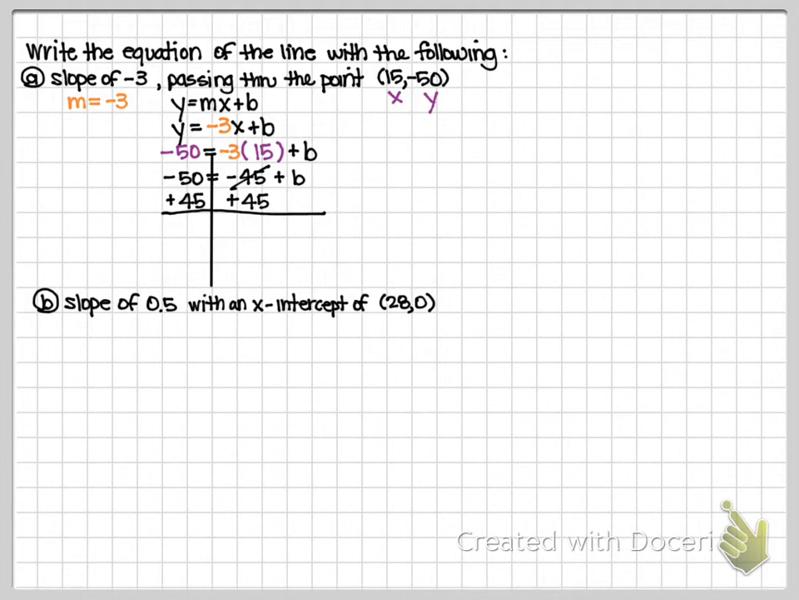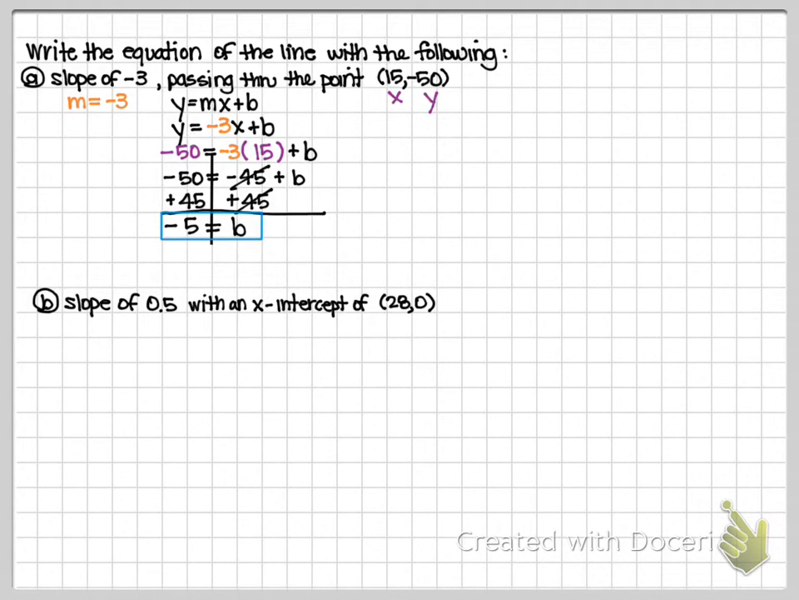Now, the negative 45 and the positive 45 cancel. So when I add them together, I get 0. So on the right-hand side now, all I have is b. The left-hand side, well, negative 50 plus 45, I'm going to subtract the numbers, so that's 5. But the 50 is bigger, so the negative sign is going to win. We now have b equals negative 5. So although it wasn't necessarily handed to us, we were able to locate it by doing some calculations.